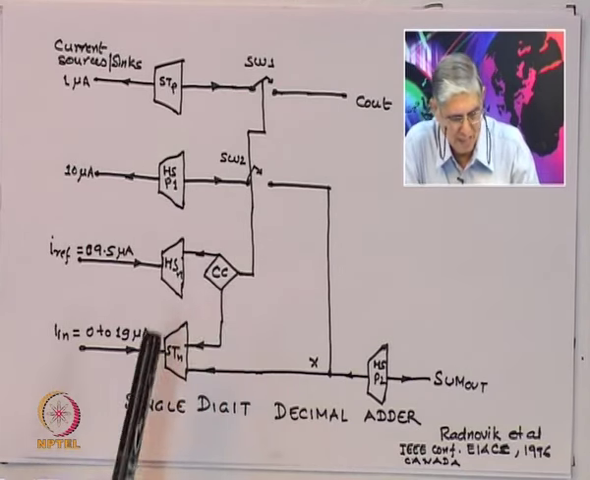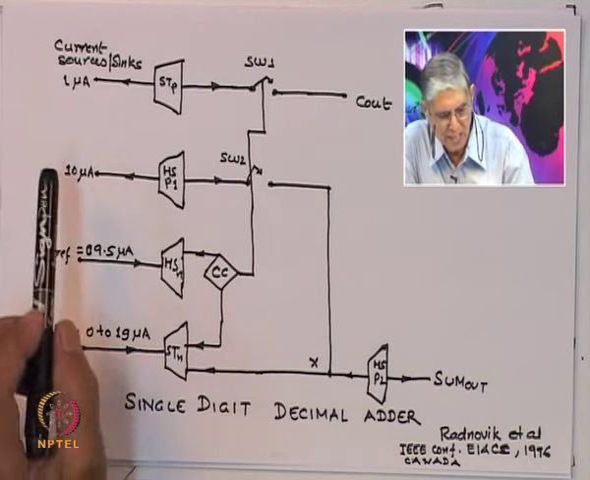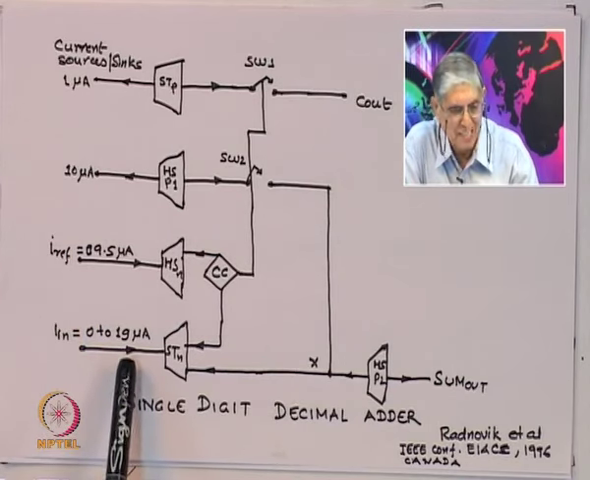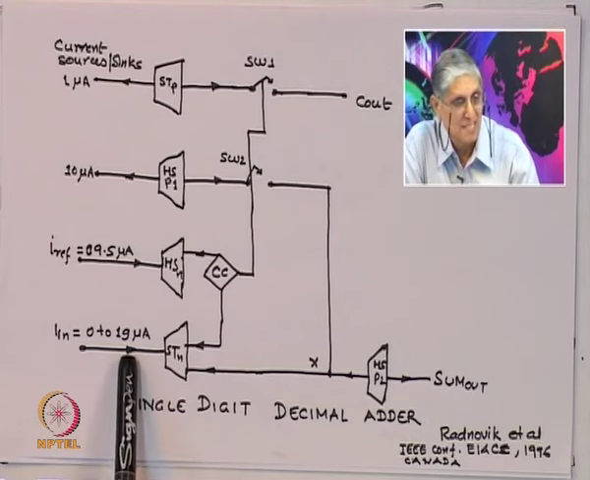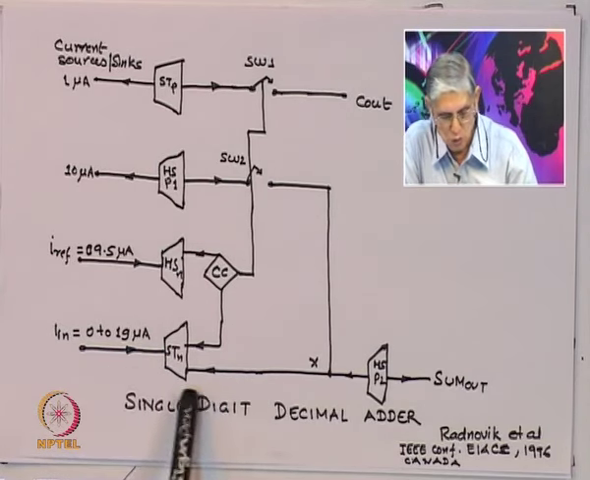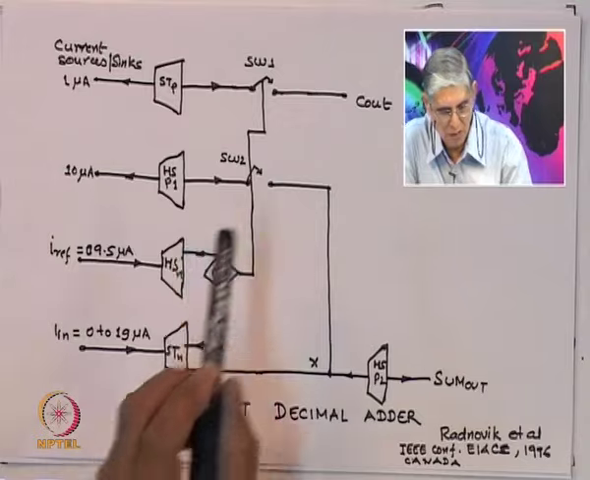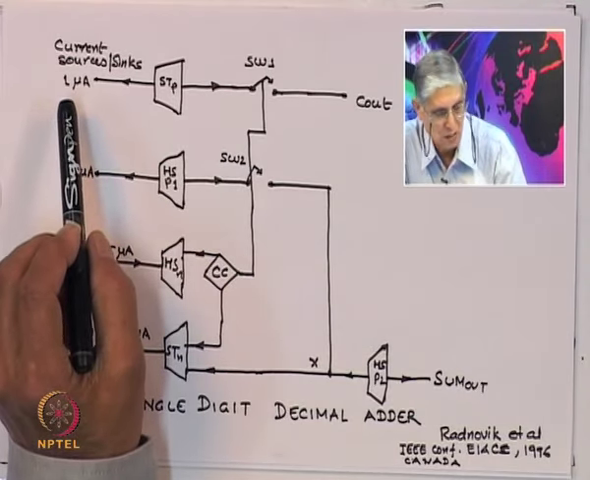Here is a current comparator, and the way it operates is, if your IN is less than 9, we know S out is going to be IN. So, I want this output, and at that time you want C out to be 0.